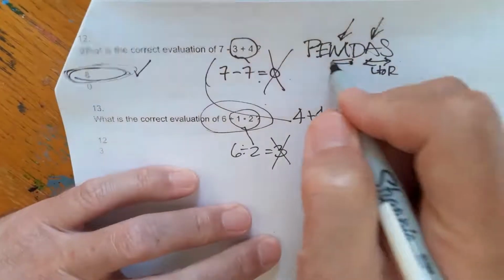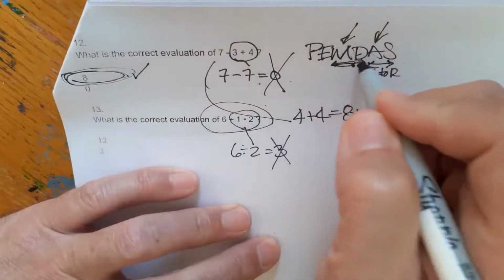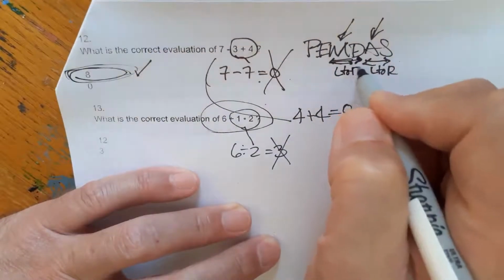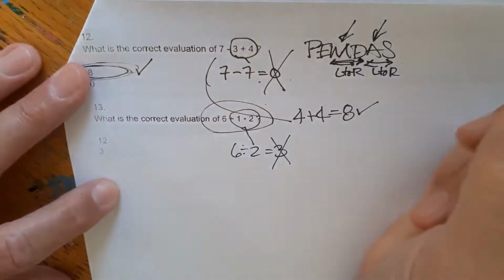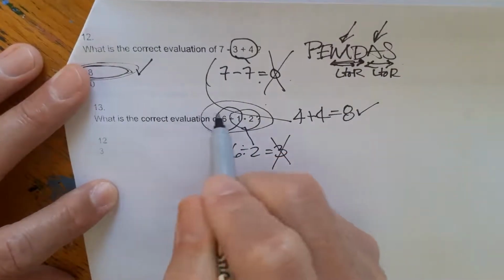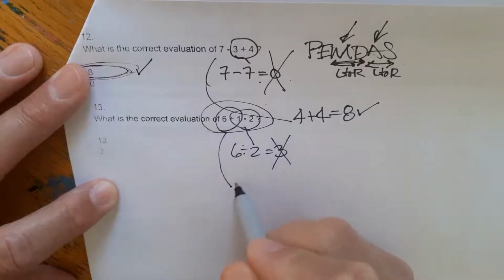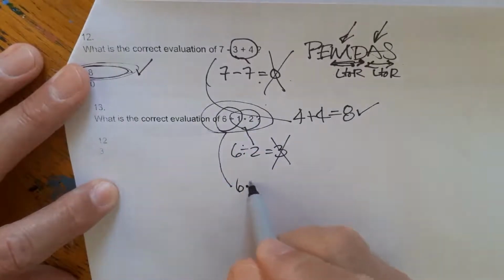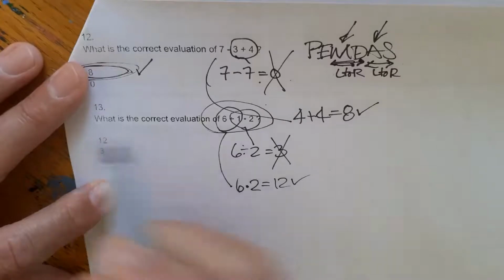Because what your teacher taught you was if it's equal and opposite, like multiplication and division are, there's an L2R rule here, right? So left to right means whichever comes first. The division comes first, left to right. So 6 divided by 1 is 6. Now times the 2 is 12. This is the correct answer.